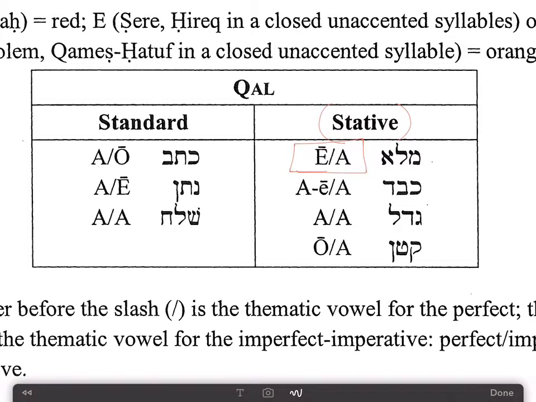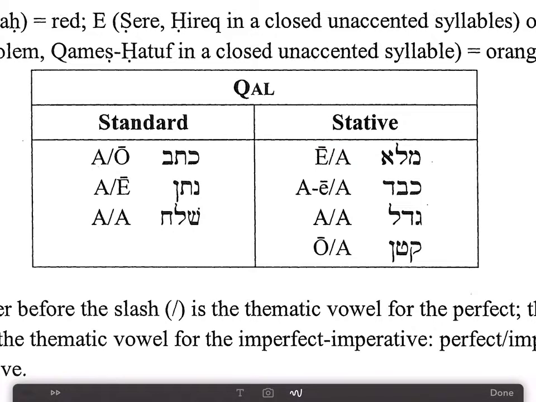And what you're going to see on Moodle is I've given you several practice sheets for stative verbs, and they're all related to the differences in the theme vowels. So you'll have one for male, one for kaved, and I think there's one for katon on there. I don't know if I did gadol or not, but there's a few different practice sheets on there, all related to the different theme vowels.